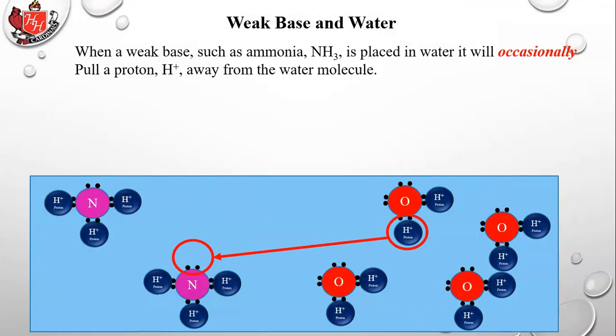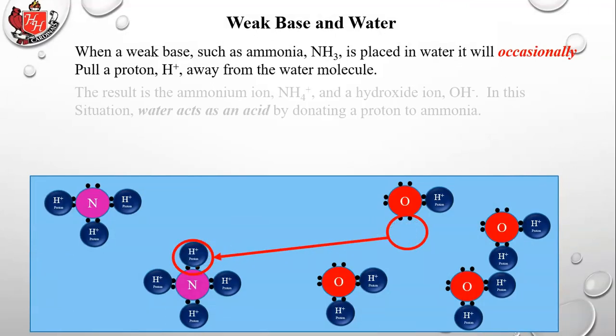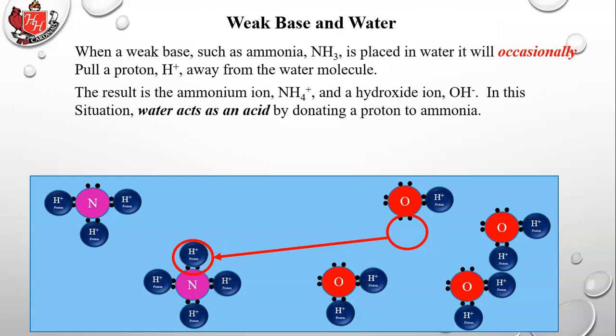So we're going to say that proton is going to jump over to the ammonia molecule. The result is the ammonium ion, NH4+, and a hydroxide ion, OH-. In this situation, water acts as an acid by donating a proton to ammonia. So water can be either an acid or a base. It just depends on what it's reacting with.